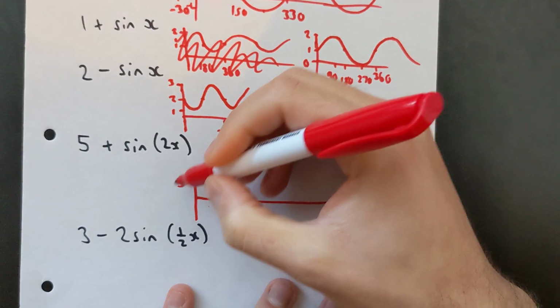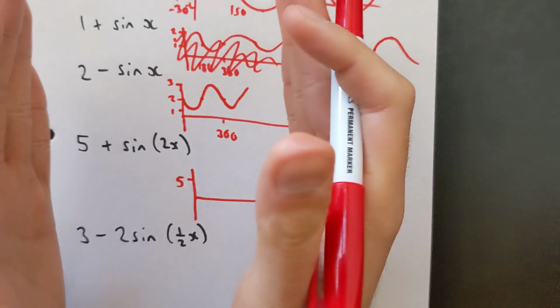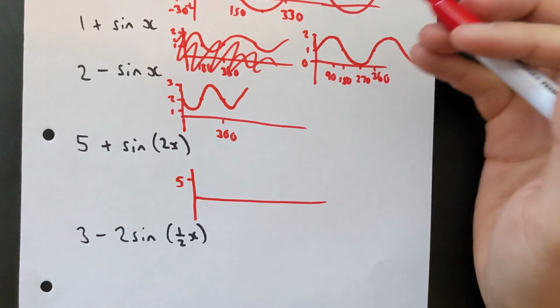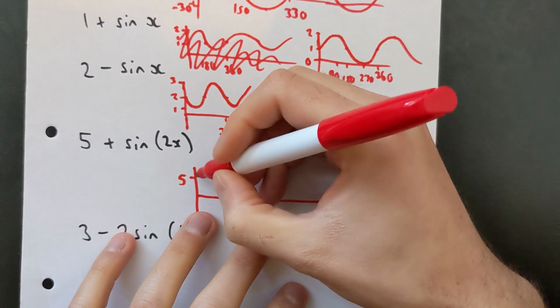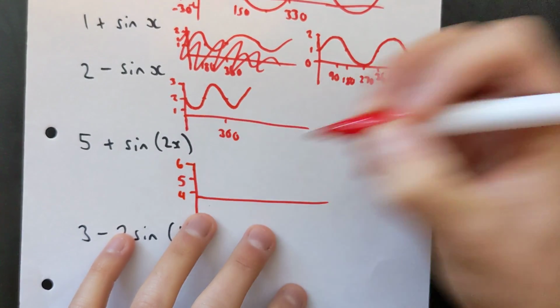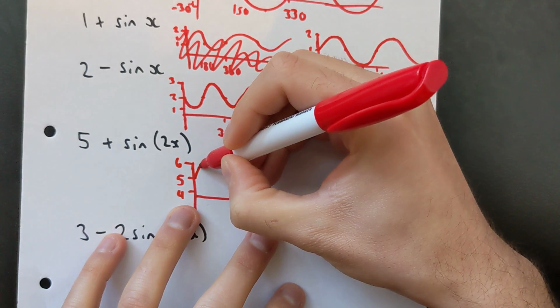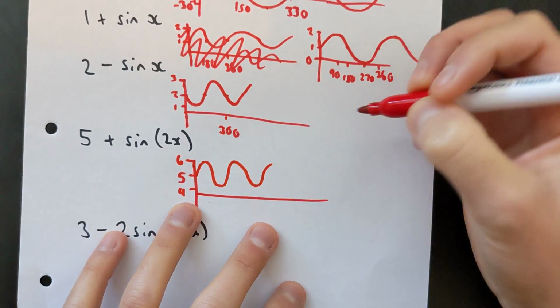So instead of it doing the rotation within 360 degrees, it'll do a full rotation in half that time, so 180. There'll be 2 full sets of rotations in 360 degrees. So it's still going to go up by 1 and down by 1, so it's going to be a maximum of 6, a minimum of 4. But again, the speed at which it does this is going to be twice as fast.